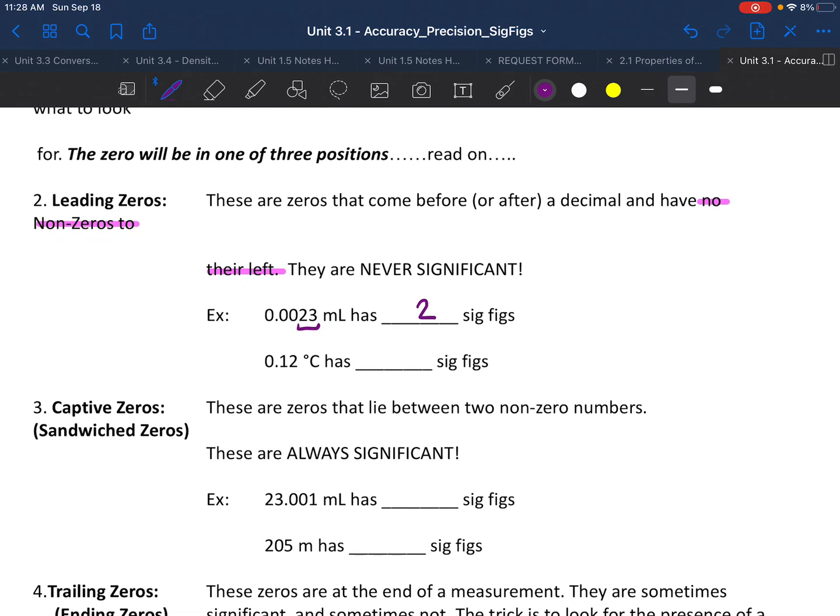Looking at this next example, very similar. There's no number in front of that 0 that's not 0. So only the 1 and 2 are significant. So we have 2 significant figures again.